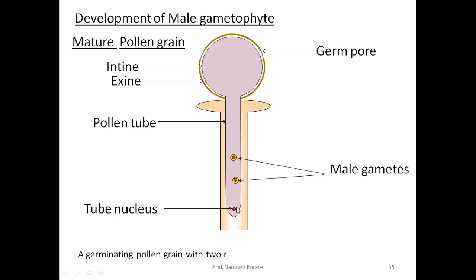This means the development of male gametophyte requires one meiotic division and two mitotic divisions. Here we completed the structure. Here we completed microsporogenesis. In that we studied the structure of microspore and development of male gametophyte.